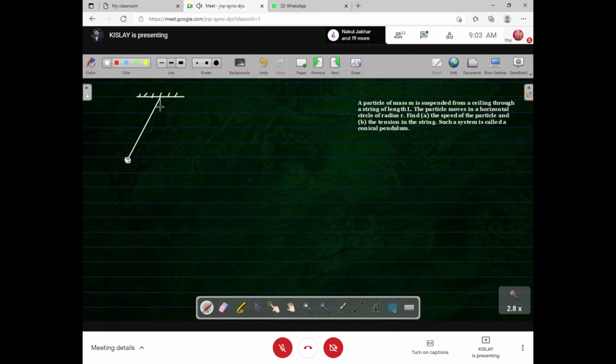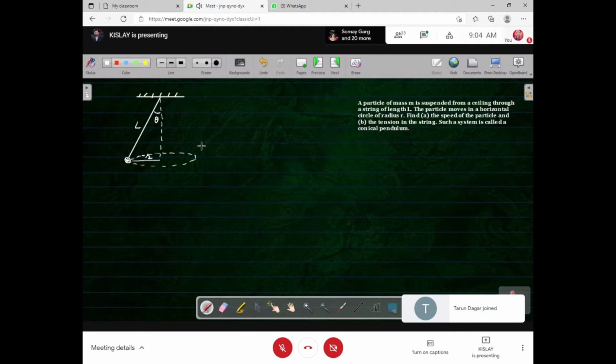This is the perpendicular from the ceiling to the horizontal circle. This is the horizontal circle, and the angle is given here. Length is L, capital L, and the radius of this is r. Theta is not given, I'm just taking it as theta, because we have to use theta in our derivation.